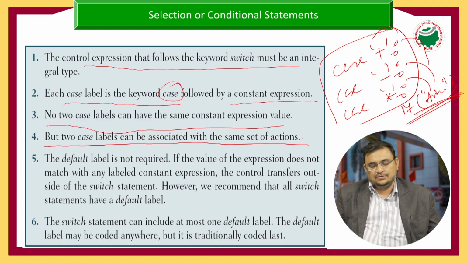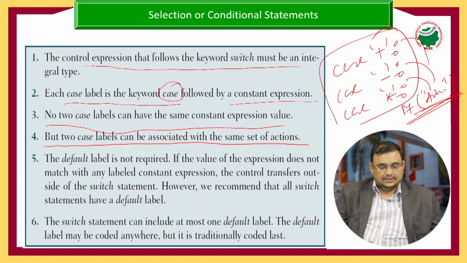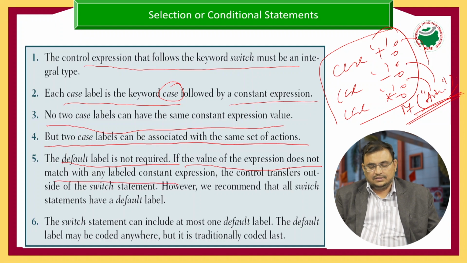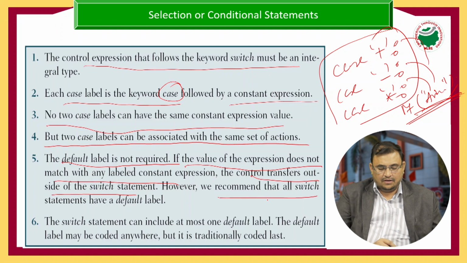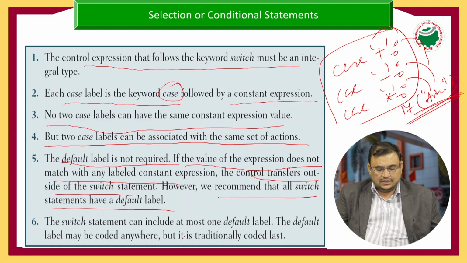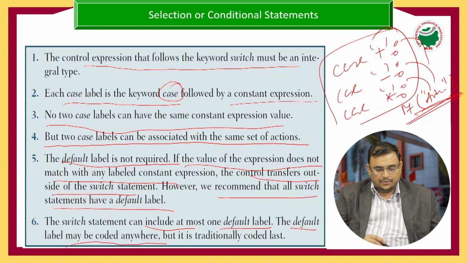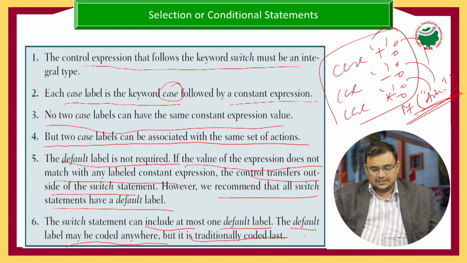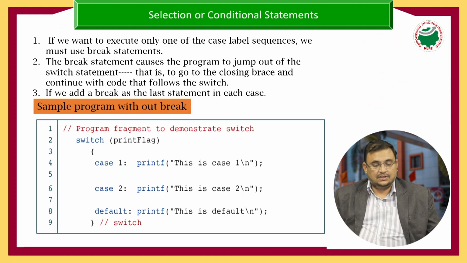Two case labels can be associated with the same set of actions. The default label is not required, it is optional. If the value of the expression does not match any label, then control transfers to the default label of the switch statement. However, we recommend all switch statements have a default label. The switch statement can include at most one default label. The default label may be coded anywhere, but it is traditionally coded at the last of the switch statement. That is all about that.